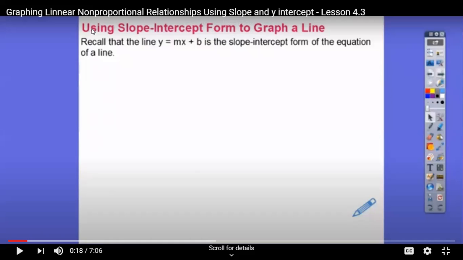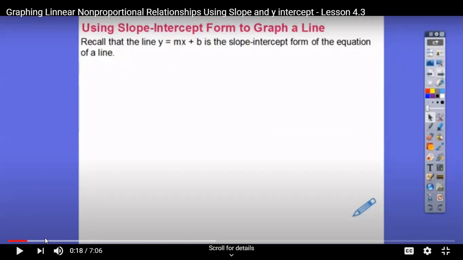Then we will start to recall that the line y equals mx plus b is the slope-intercept form of the equation of a line. So once we have the slope-intercept form, we have to remember that y equals mx plus b. And we said before, what is m denoted for? M denotes the slope. And what is b denoted for? B denotes the y-intercept.